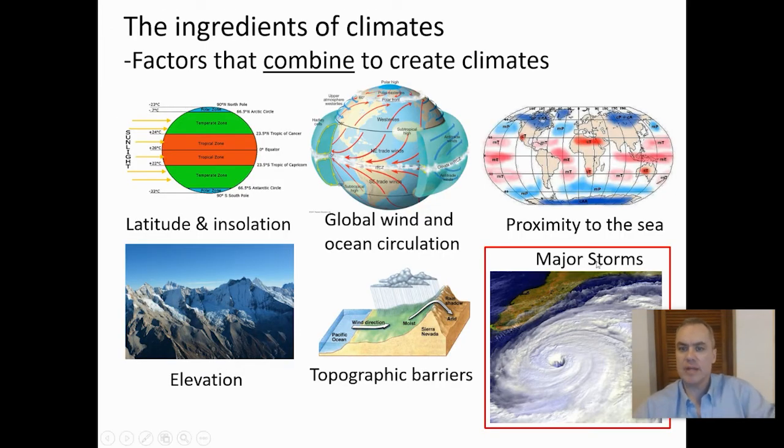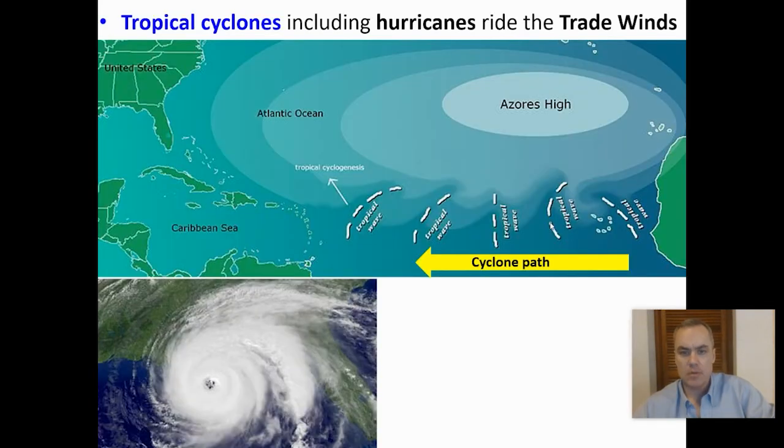So the last major factor we'll look at that helps to create climates is the presence of major storms. By major storms, we mean cyclones. For example, tropical cyclones, which include hurricanes that we see in the United States. Those ride along the trade winds. You can see the path the hurricanes are taking from east to west, just like the trade winds in this picture.